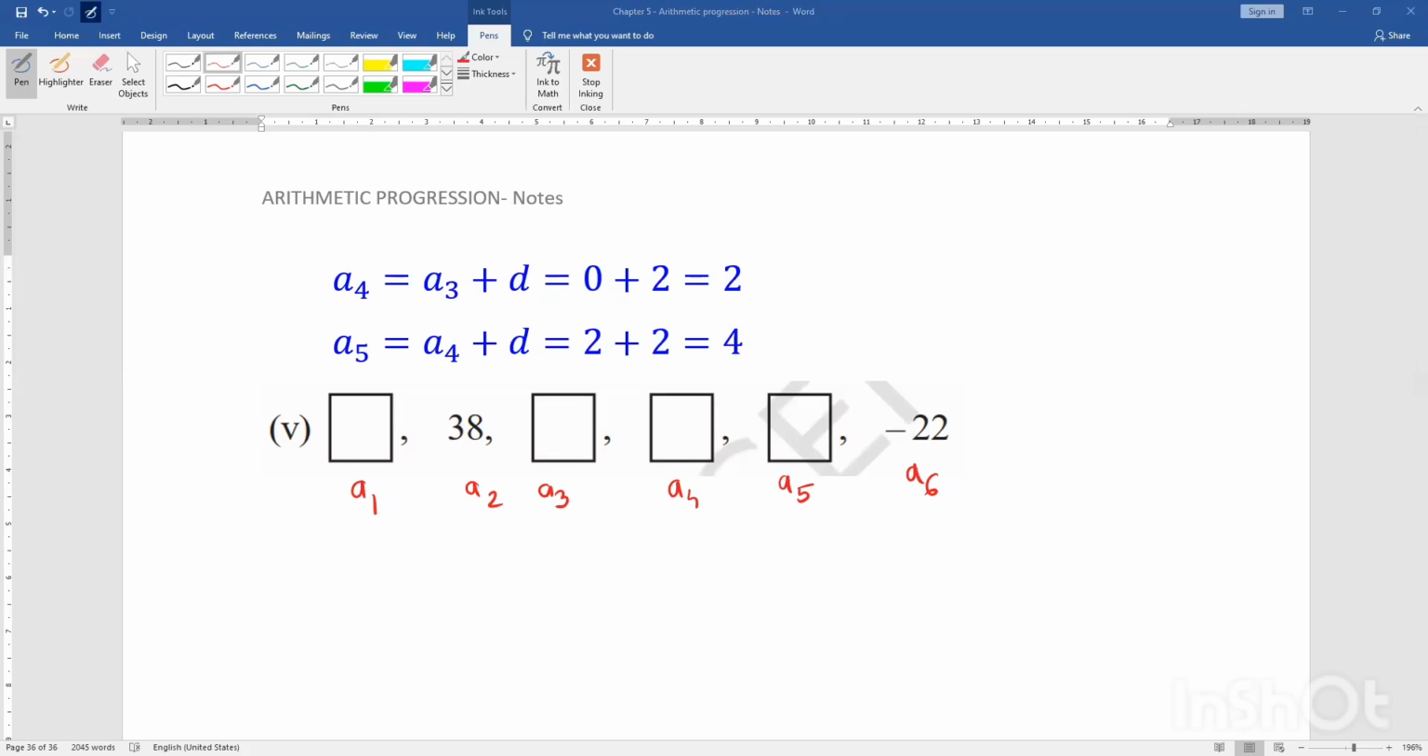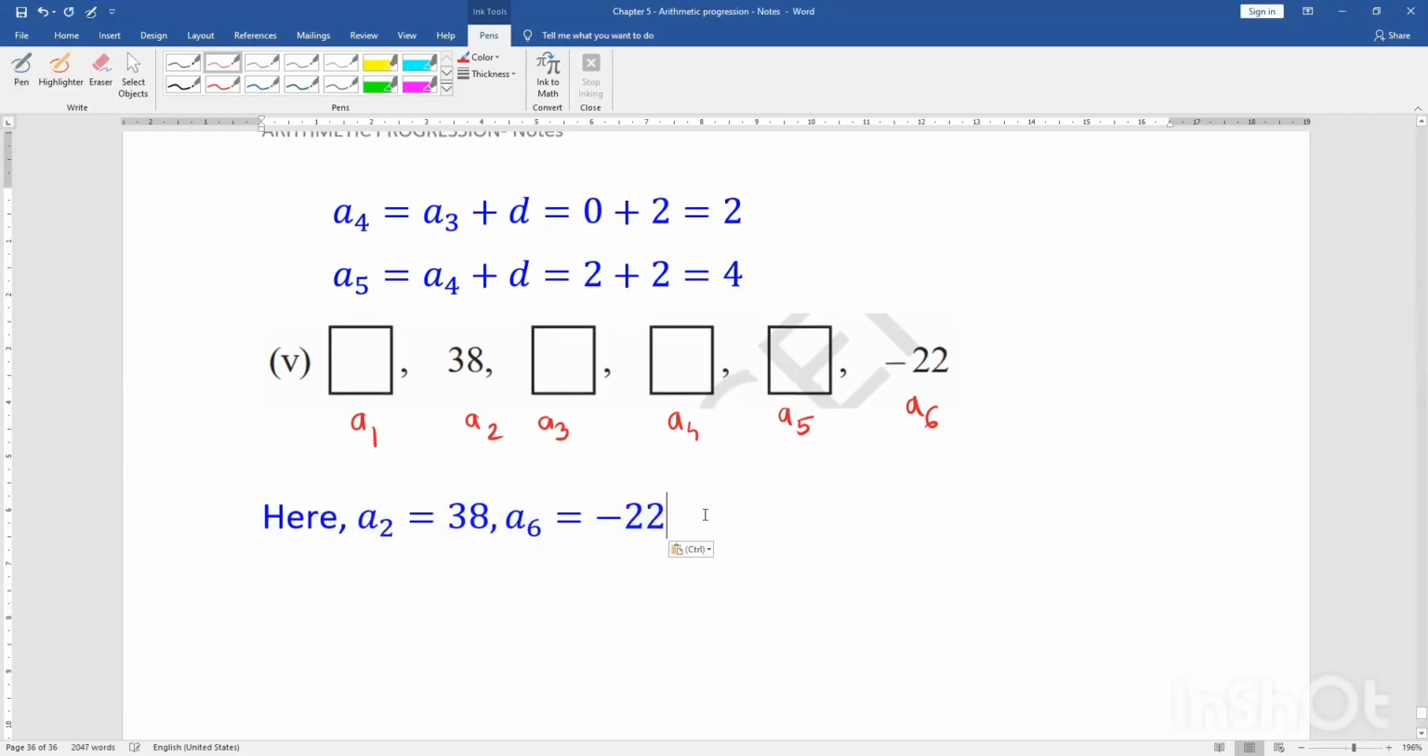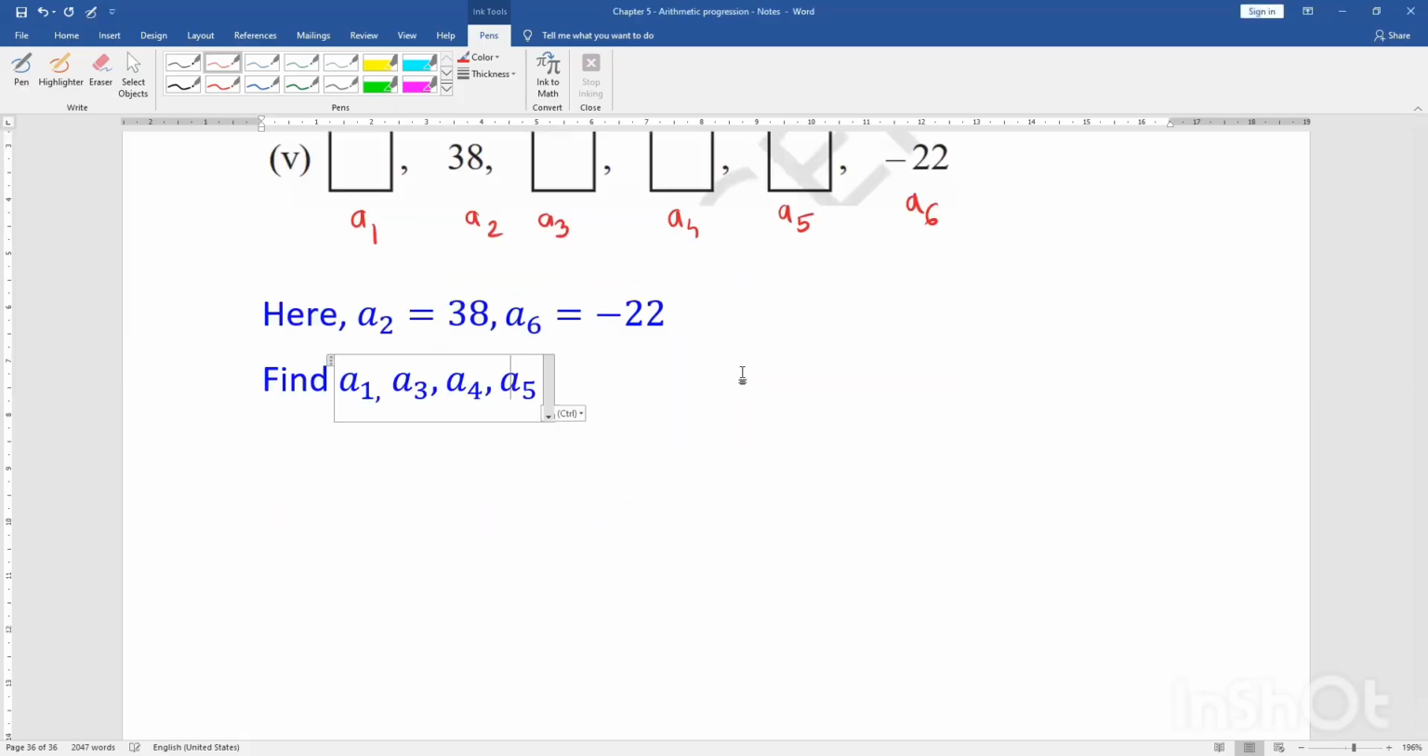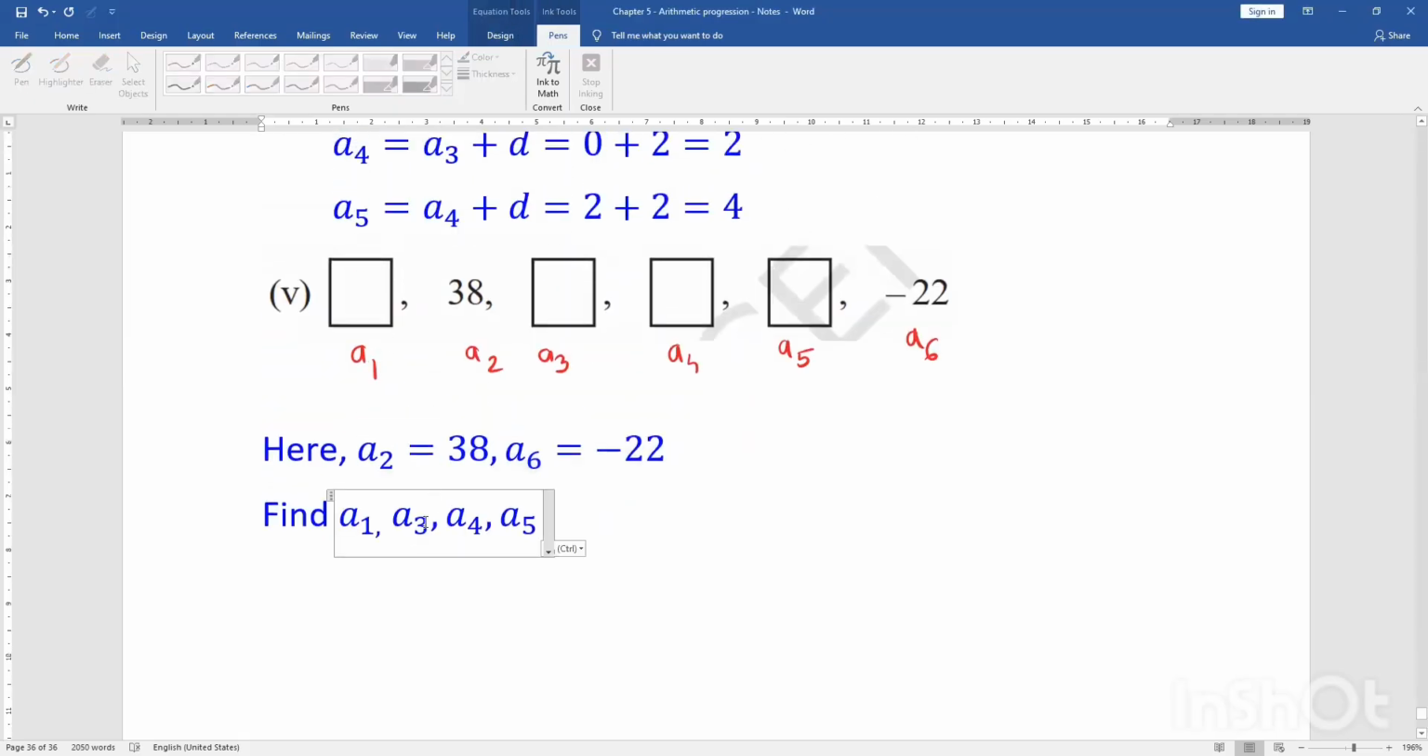Now, here what is given? Let us write down. So here we have A2 equals 38 and A6 is equal to 22. Okay. So what we need to find out? We need to find out A1, right? And then we have A3. A3 also we need to find out. Then we need to find out A4 and then we need to find out A5. Okay. So then as usual, we write the formula.